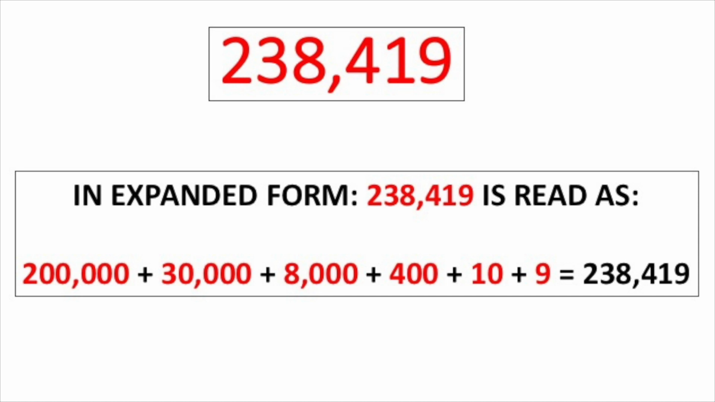So, in expanded form, 238,419 is read as 200,000 plus 30,000 plus 8,000 plus 400 plus 10 plus 9 equals 238,419. Brilliant. Very good, guys. So we're going to do one more now.